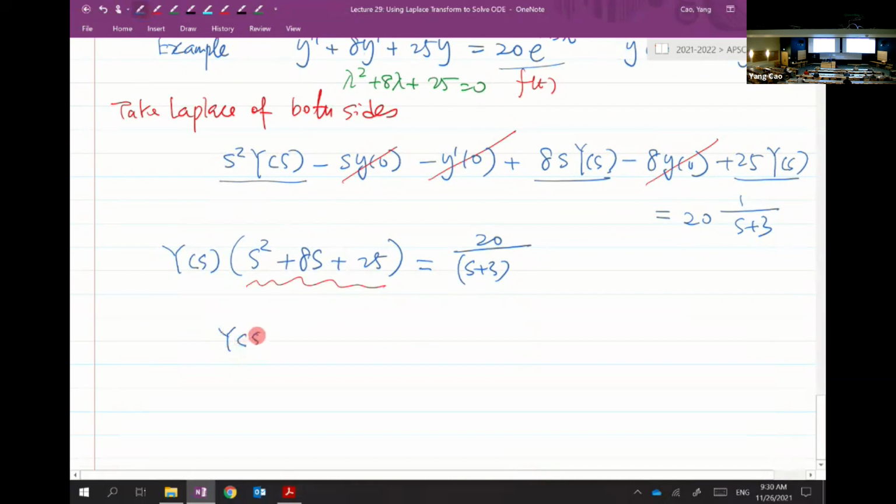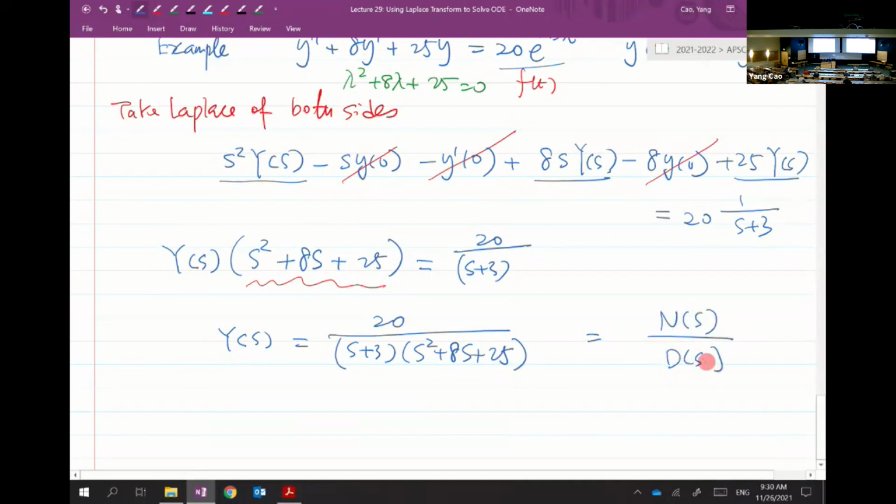Then Y of s equals 20 over s plus 3 times s squared plus 8s plus 25. Okay. So now you get a fraction for Y of s. This is in the format of a numerator divided by a denominator.